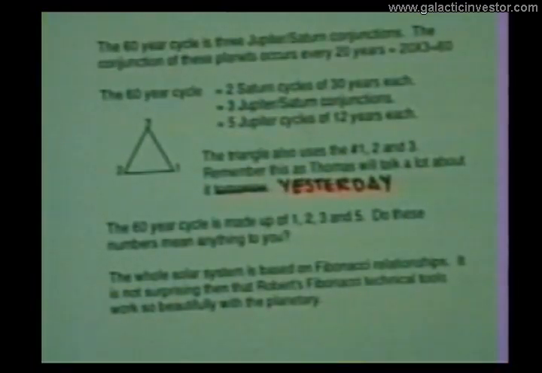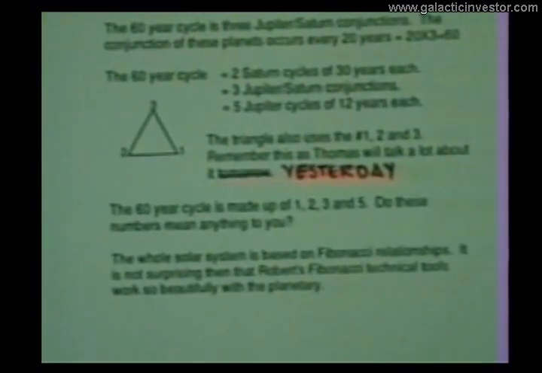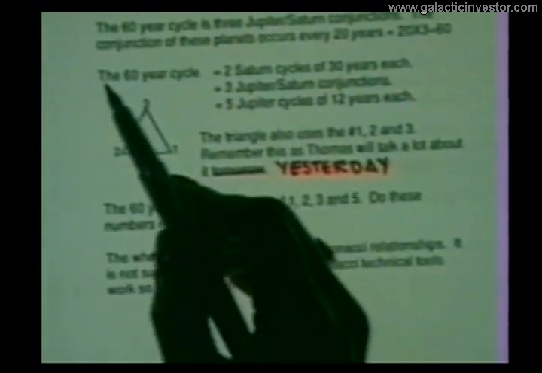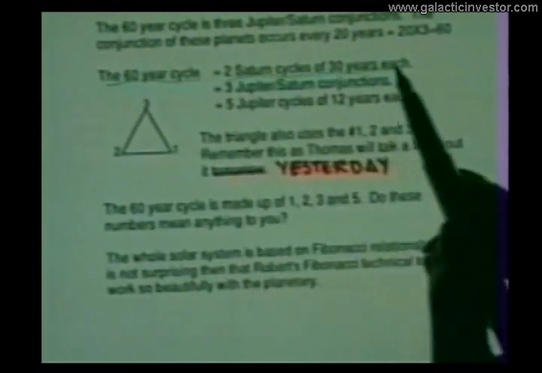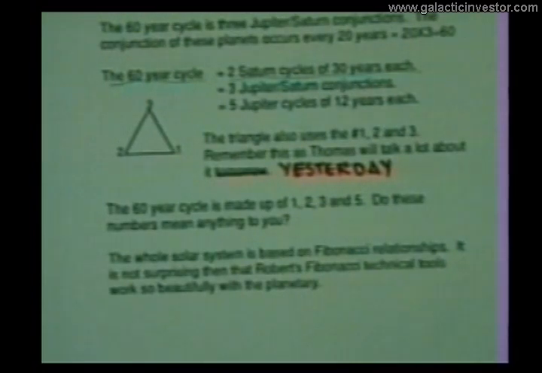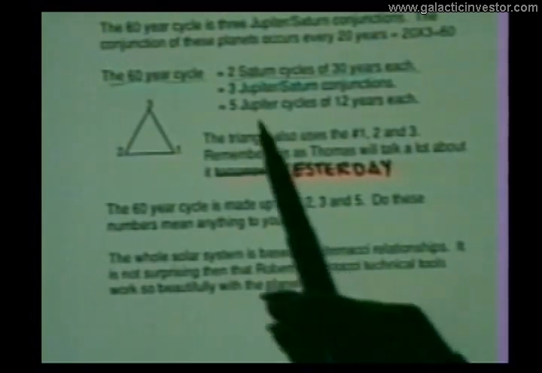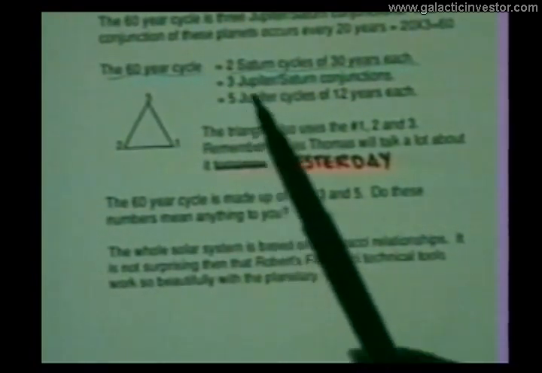Interestingly enough, in these 60-year cycles, you have some interesting numbers, because in the 60 years, Saturn goes around twice, because it takes approximately 30 years for it to make a complete cycle from, let's say, Aries to get back to Aries again. It takes approximately 30 years to make that whole sweep.